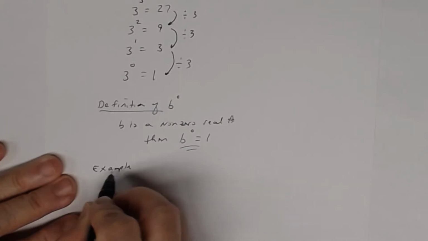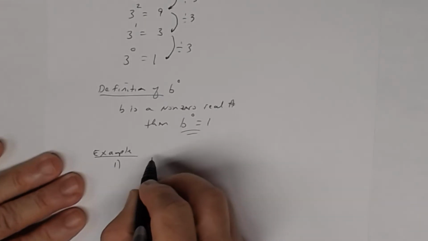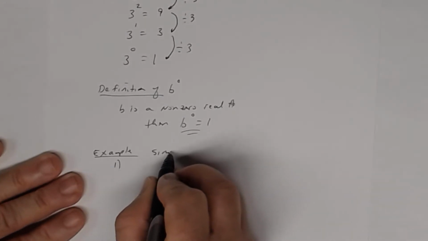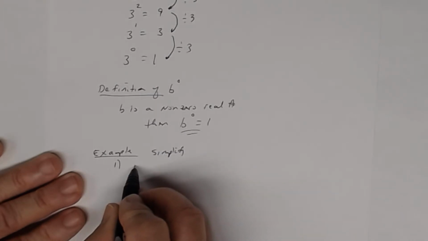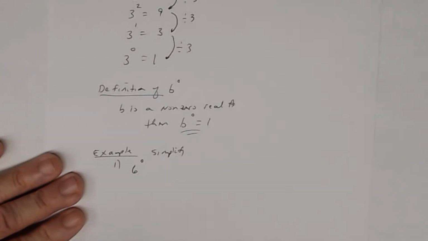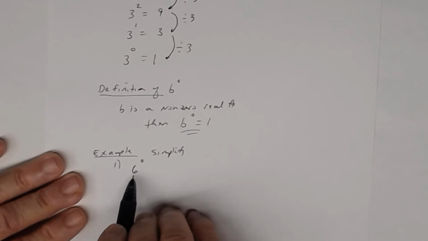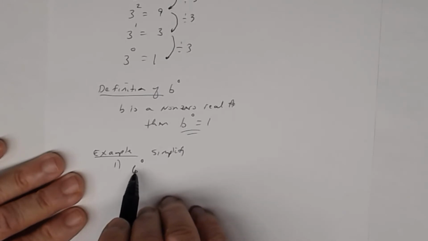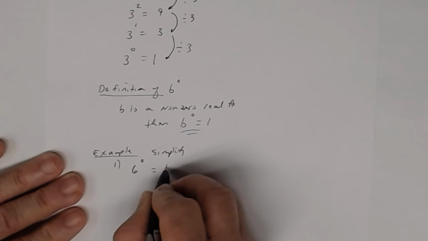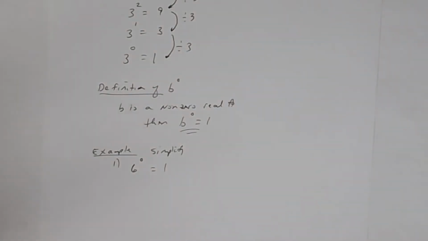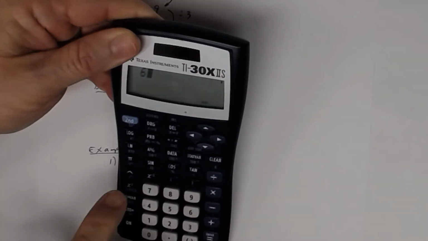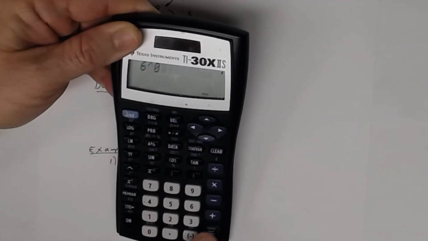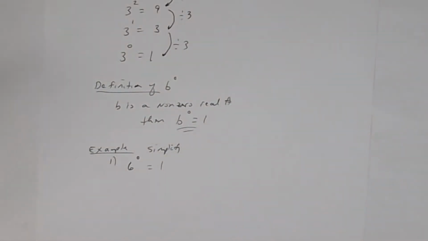The first one's easy. Number 1, and the directions say simplify. What if I had 6 to the 0 power? By definition, my base is not 0, right? So 6 raised to the 0 power is going to be 1. Just to show in your calculator, do 6 raised to the 0 power, you get 1. So 6 raised to the 0 power is 1.